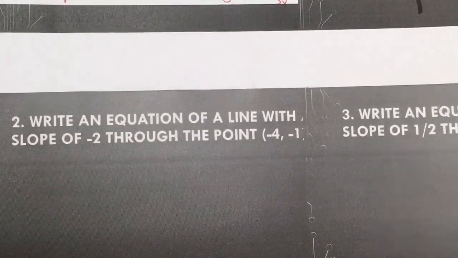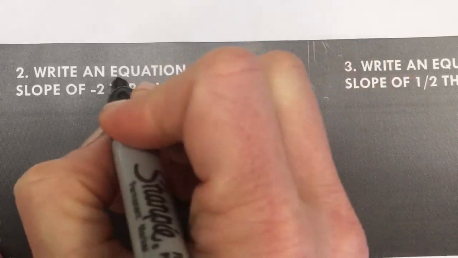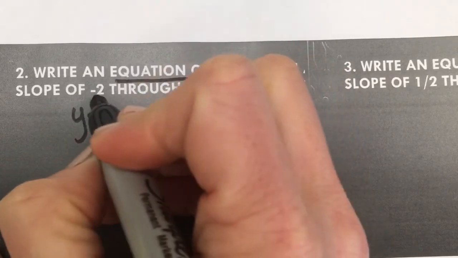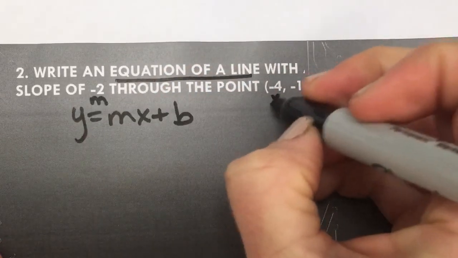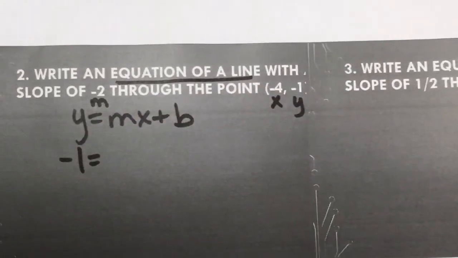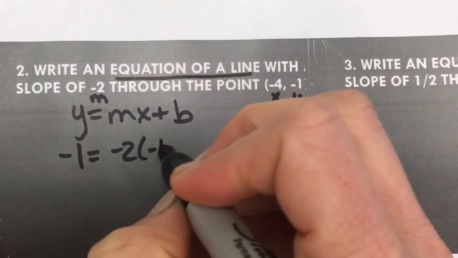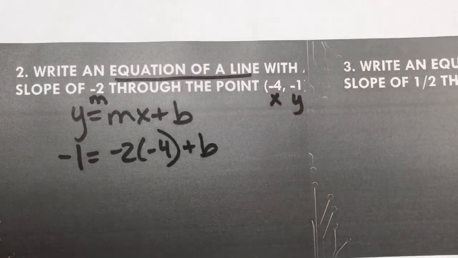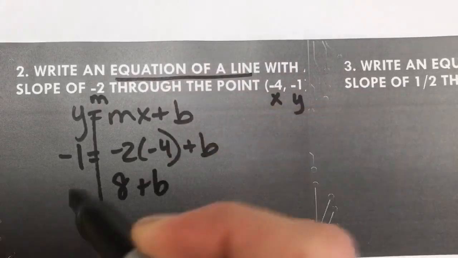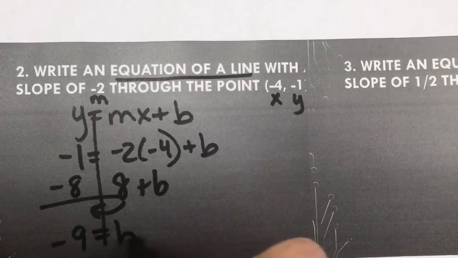Number 2, write the equation of a line with a slope of -2 through the point -4, -1. So the equation of a line, that's y equals mx plus b. A slope of -2, so -2 is your m, and you always label your points x and y. So I plug -1 in for y, I plug -2 in for m, and I plug -4 in for x, and I put plus b. You multiply first, so that gives you +8, and then when you move the 8 over, it was positive, so you have to make it negative, so you get -9 equals b.